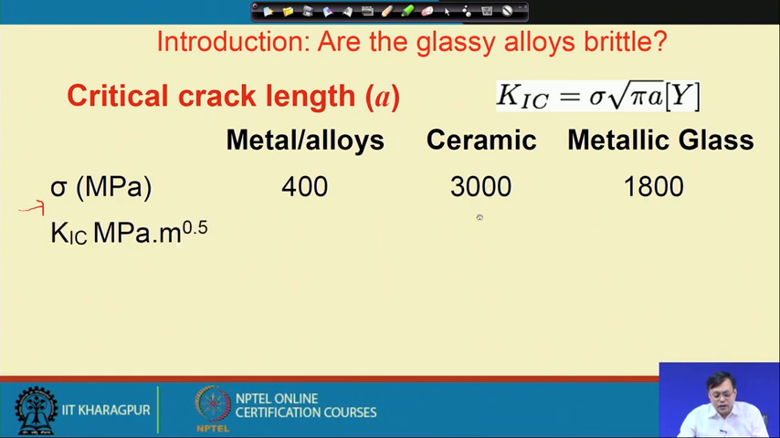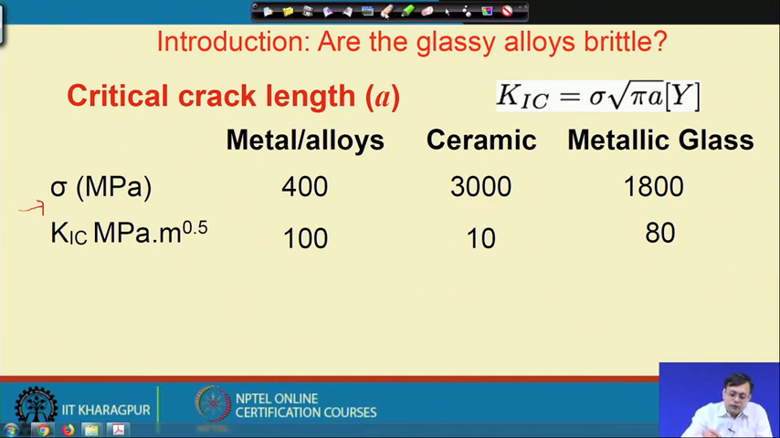That is why we consider this, but if we look at the fracture toughness values, for a metal it is quite common, something like 100 megapascal root meter. On the other hand, in case of ceramic, it is something like 2 to 10. And in case of metallic glass, due to metallic bonding, this glassy alloy shows something like 80. Now, if we consider the value of Y equal to 1, then we can simply put sigma, pi and the K value in order to get this A.